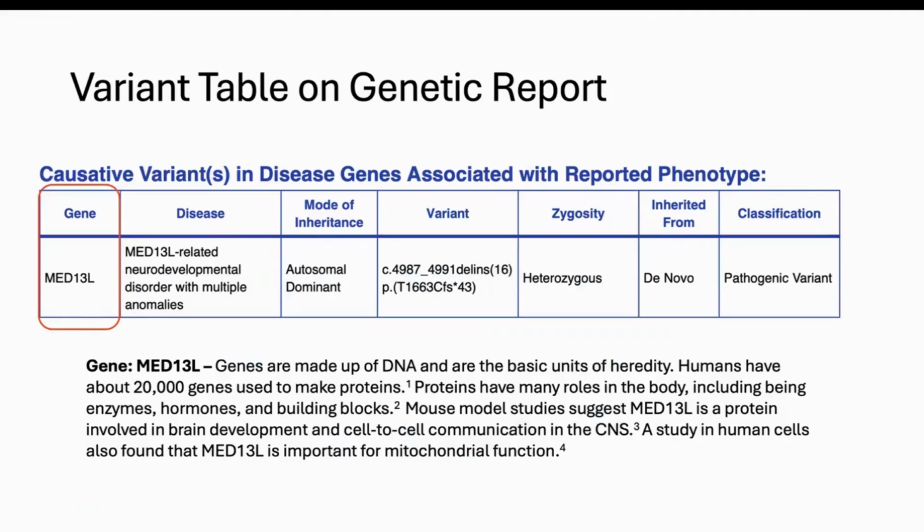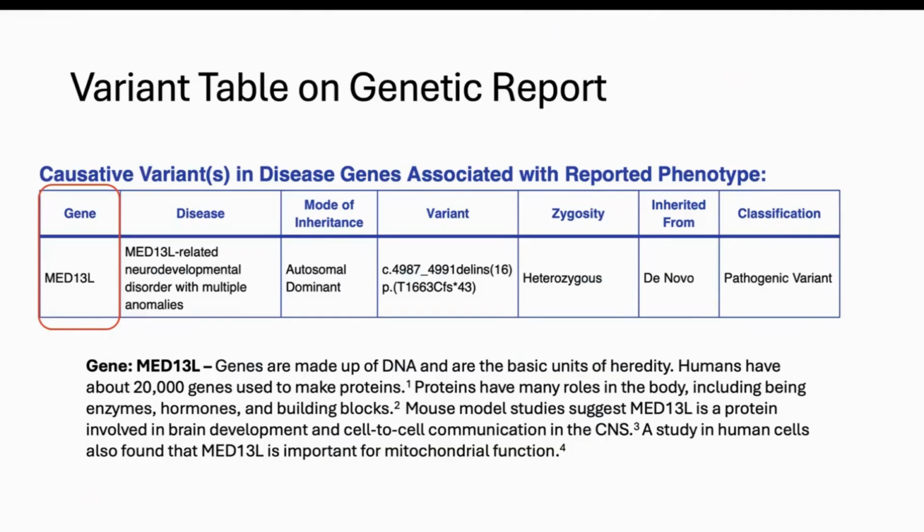Now we are going to be getting into the part of the presentation about reading genetic reports. Here we see a result table from a genetic report. The first column is the gene column. Genes are made up of DNA and are the basic units of heredity. Humans have about 20,000 genes used to make proteins. Proteins have many roles in the body, including being enzymes, hormones, and building blocks.